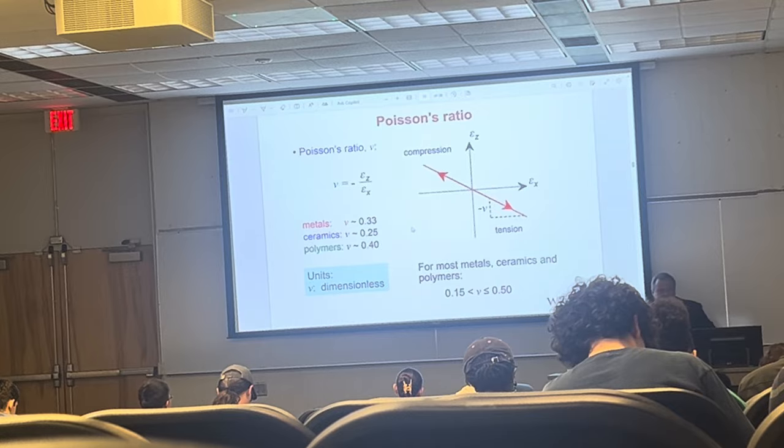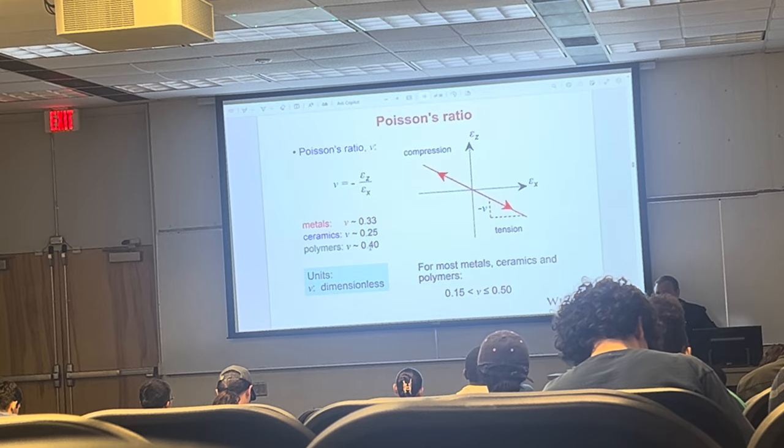And for most of the metals, it's 0.3. And for ceramics, it's 0.25. And for polymers, it's 0.4. It goes up to 0.5. But it's a fraction.